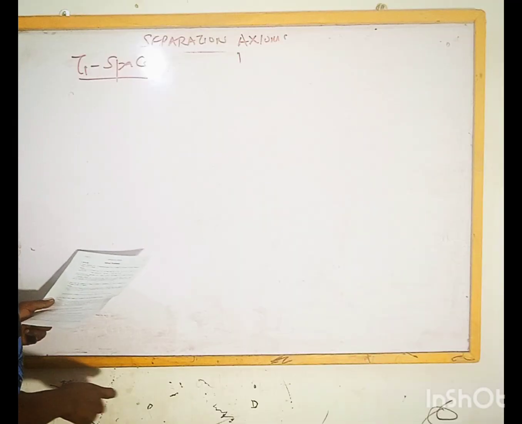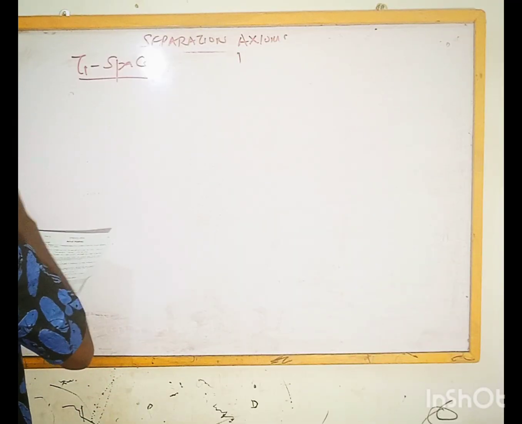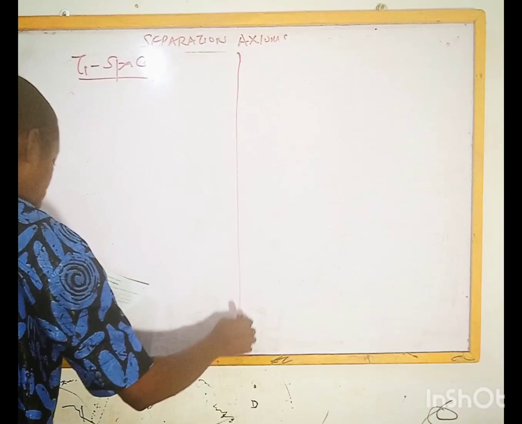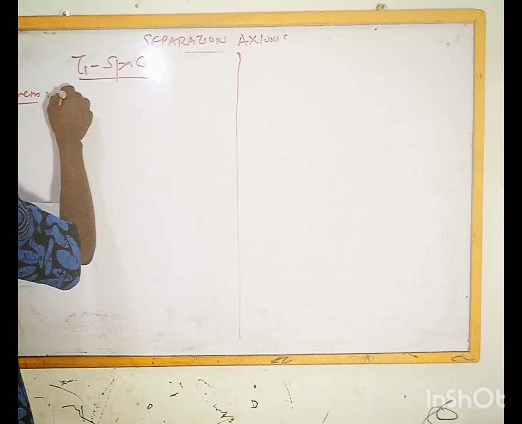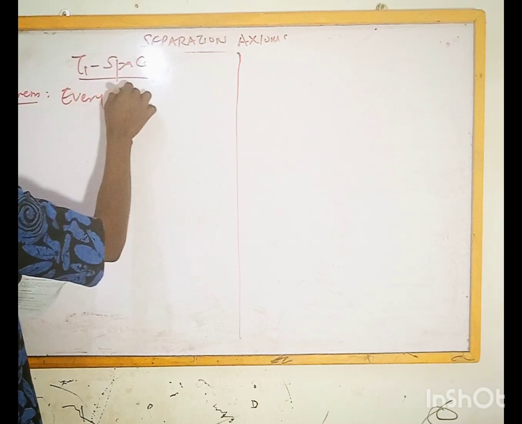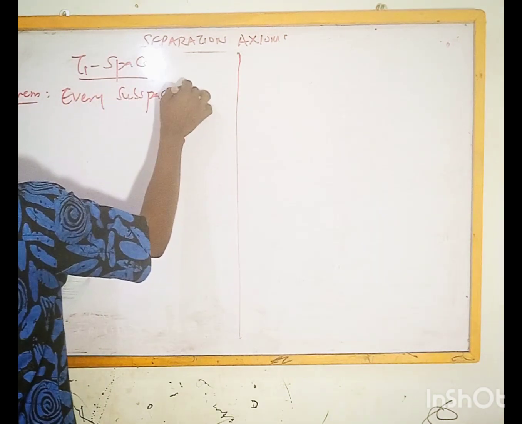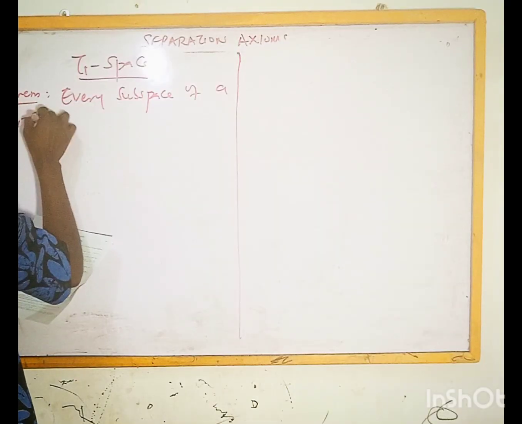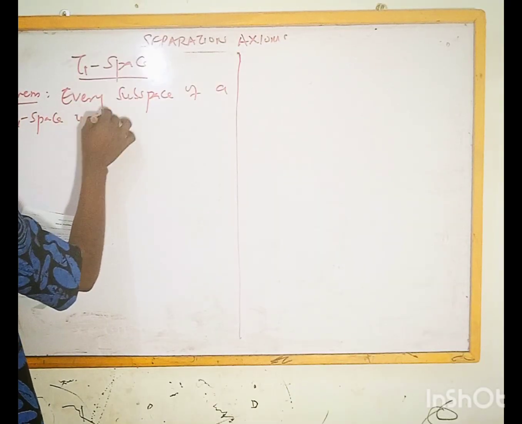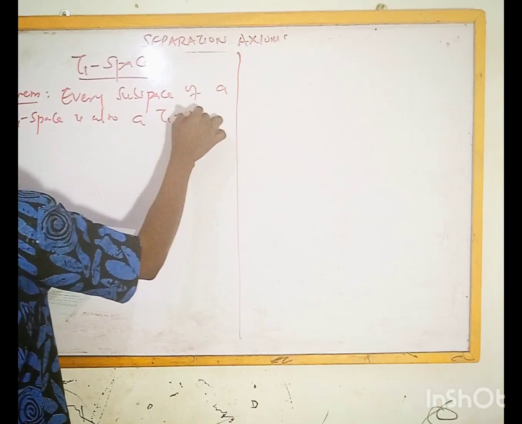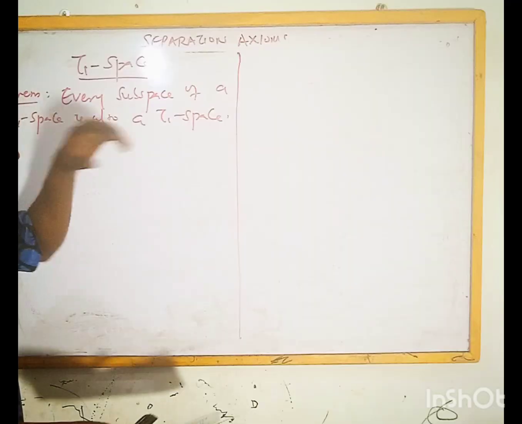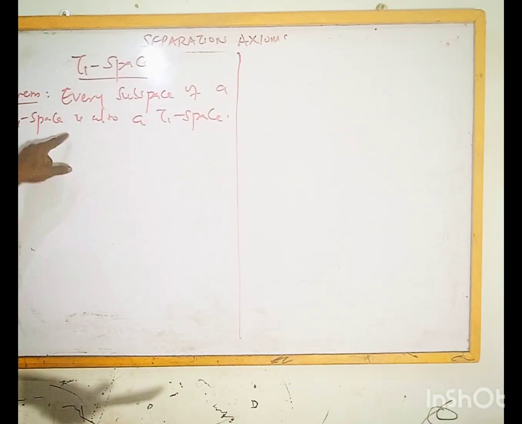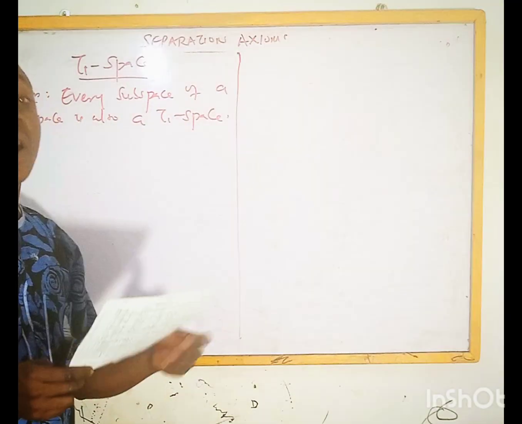So let's check another result here now. Another result says that every subspace of a T1 space is also a T1 space. Likewise, you can do the same, that every subspace of a T1 space is also a T1 space.